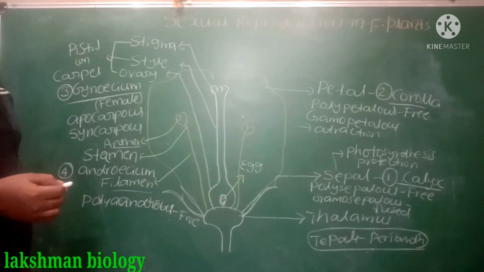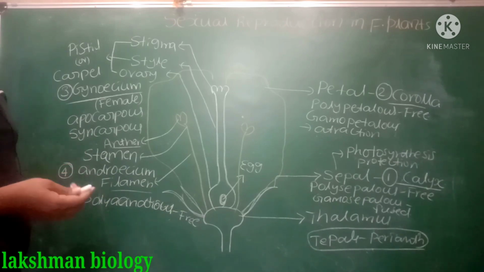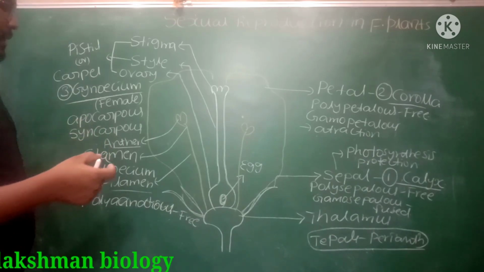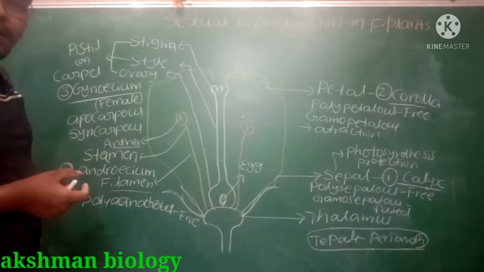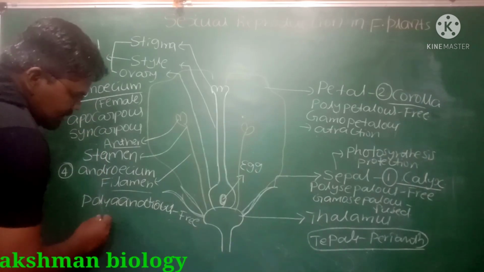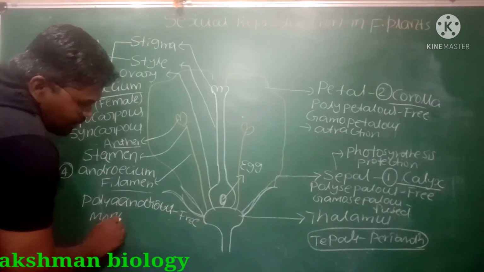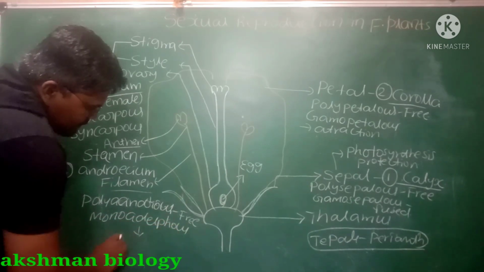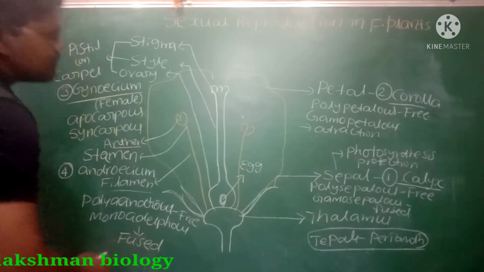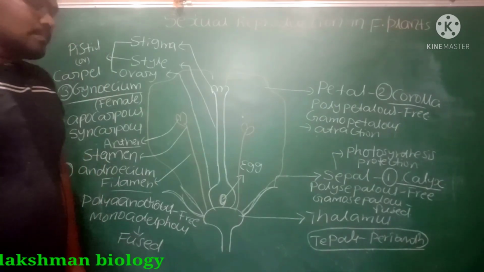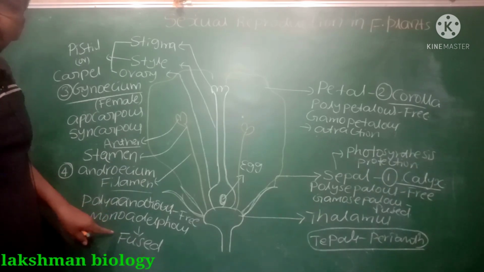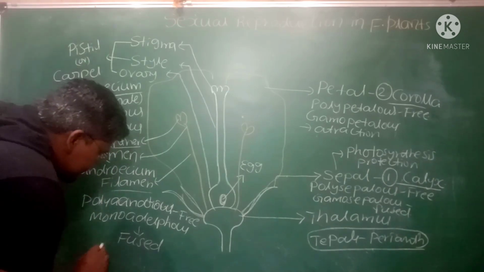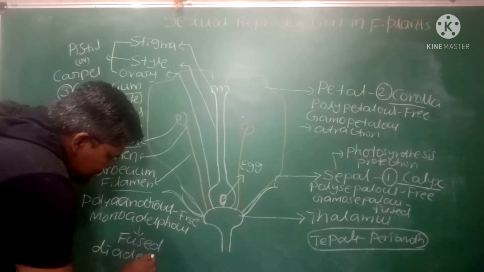Next, sometimes stamens are combined together and form one tube-like structure like in the hibiscus flower. When stamens are fused together and form one tube-like structure, then that is called monoadelphous. It means stamens are fused and form one tube-like structure. When stamens are fused and form two bundles, then that is called diadelphous.